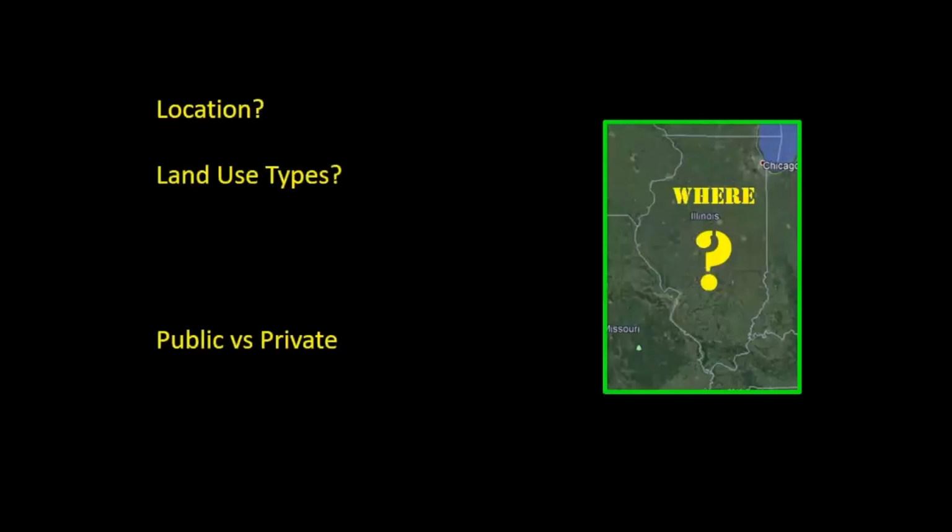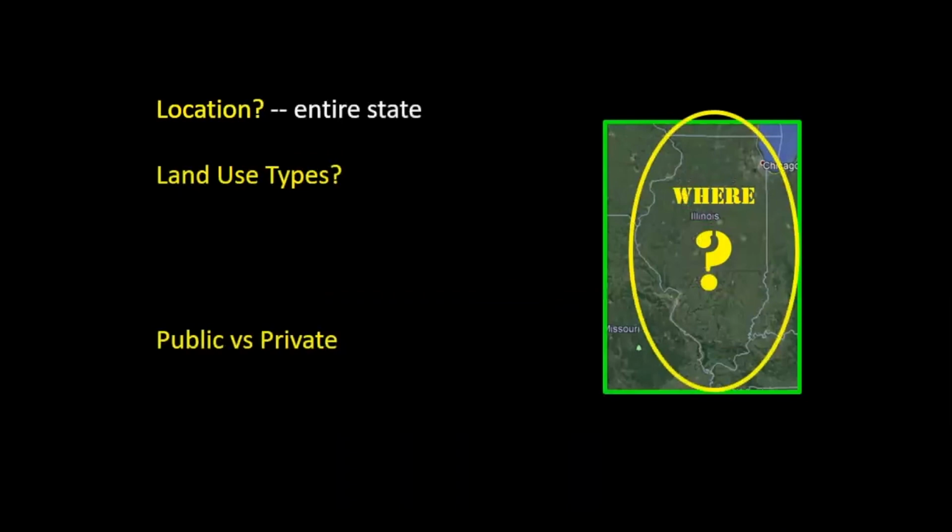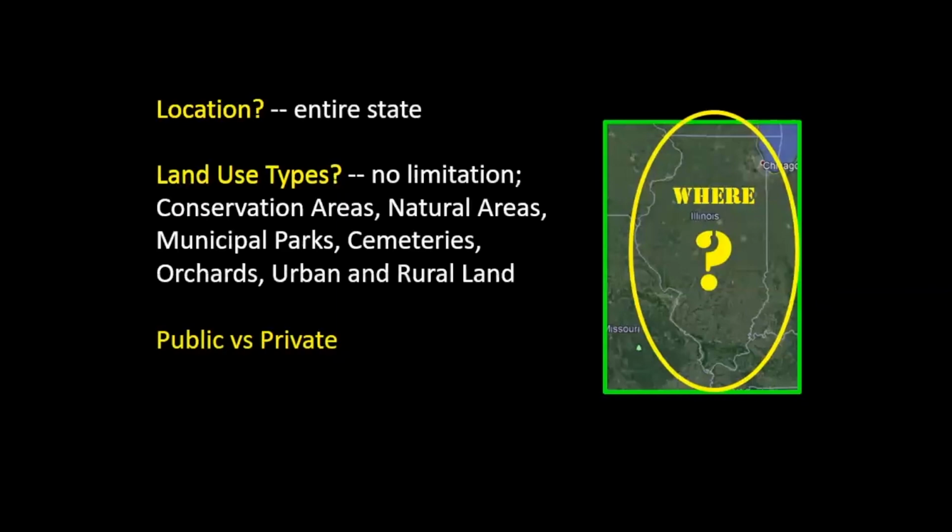First of all, with regard to location, we're dealing with the state of Illinois. We really don't have a smaller sample area than that. Anywhere in the state is fine. And the same with land use types. We really don't have limitations. We can have conservation areas, natural areas, municipal parks, cemeteries, orchards, urban and rural land. You can just keep going with that list.